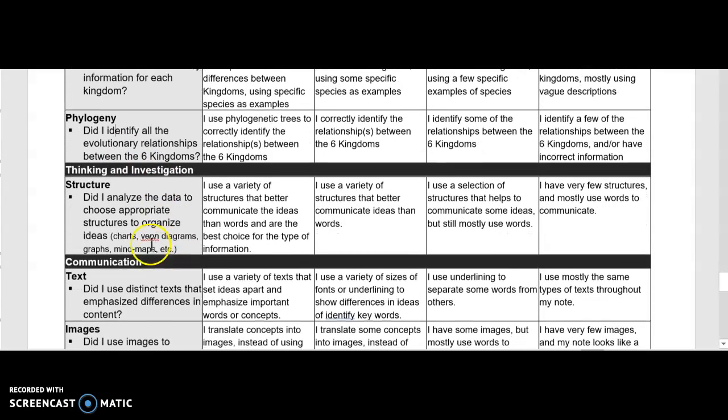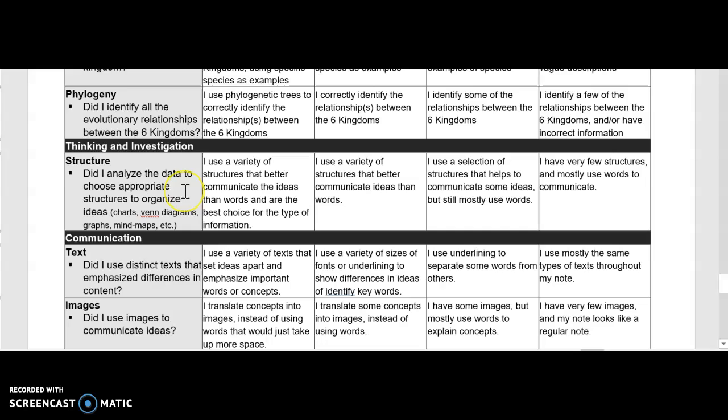The structure. So did you analyze the data and choose appropriate structures to organize ideas? So part of the visual note, again, is how did you communicate? And did you think of ideas that best communicate whatever you were trying to say? So instead of a list for something, maybe a graph would have been better, or a Venn diagram, or a mind map, or a concept map, or something like that.